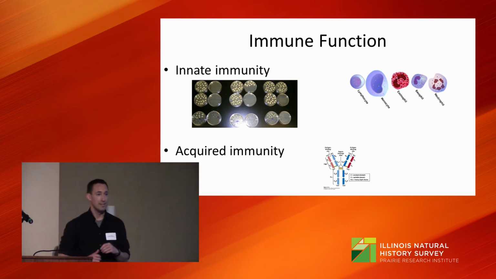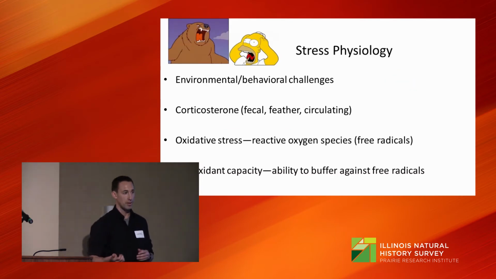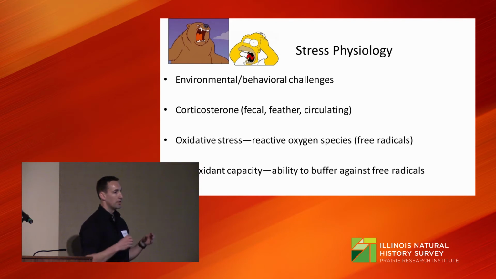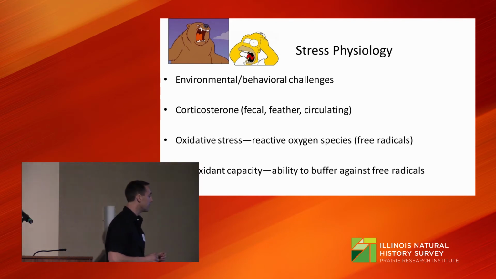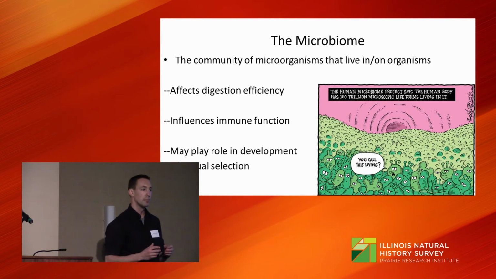Stress also affects condition and can be assessed from hormones like corticosterone or cortisol, in addition to the balance between oxidative stress and antioxidant capacity. And finally, there's evidence that the microbiome, which is the community of microbes that live in and on an organism, can influence things like digestive efficiency and immune function, which can shape development, rates of development, and even sexual selection.